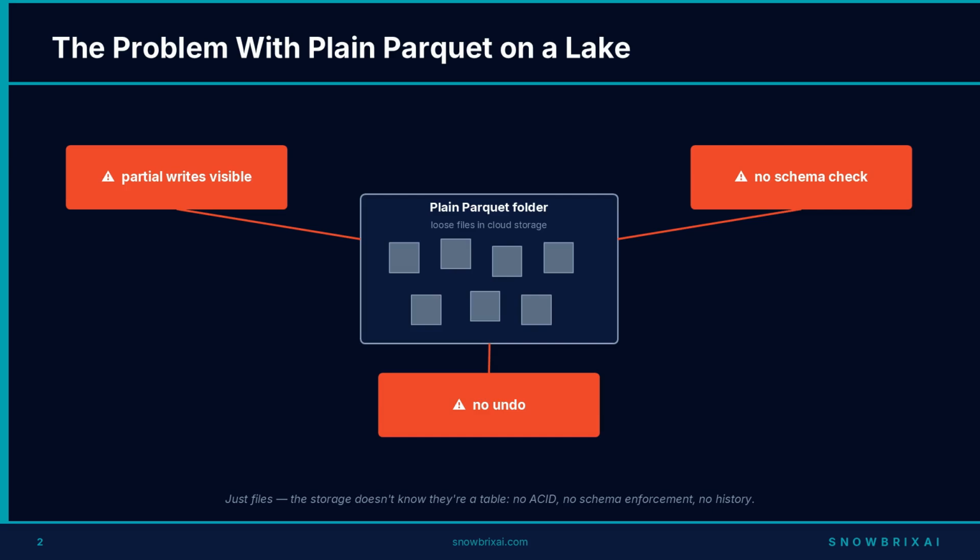Take a look at what plain Parquet on a lake really gives you. First, no ACID. A job that dies mid-write leaves partial files sitting right there, and your readers can see them. Second, no schema enforcement. Someone writes a string where a number belongs and the table quietly corrupts. Nobody gets an error. Third, no history. Overwrite the data and yesterday is gone forever. The core issue is simple. These are just files. The storage layer does not know they form a table. That one gap causes every pain you have ever felt on a lake.